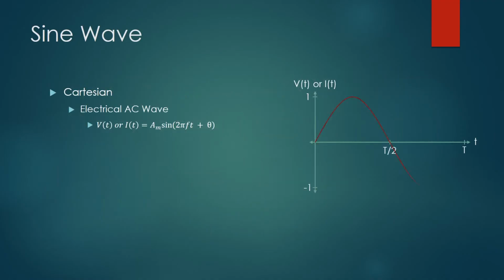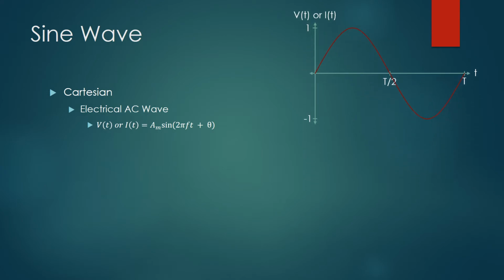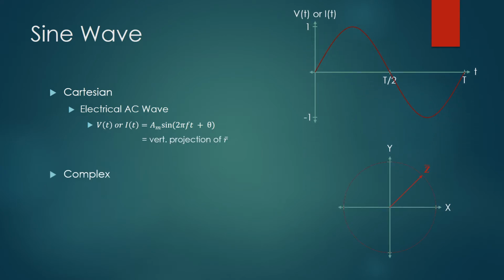Sine waves are generally used to represent the fluctuating values of AC voltage and current over time. The height of this function is equivalent to the vertical projection of a rotating vector, which traces the circumference of a circle with radius r through an angle theta.